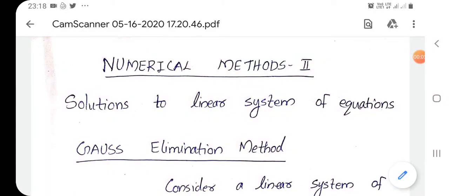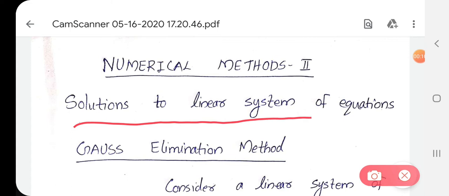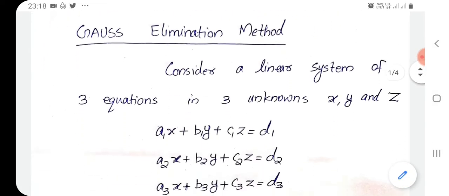Welcome, dear students. Our module 6 is numerical methods 2. And the first section is solution to linear system of equations. We have two different methods for solving system of equations. The first one is Gauss elimination method, which is a direct method, and the other one is Gauss Seidel iteration method. So we start with the Gauss elimination method.